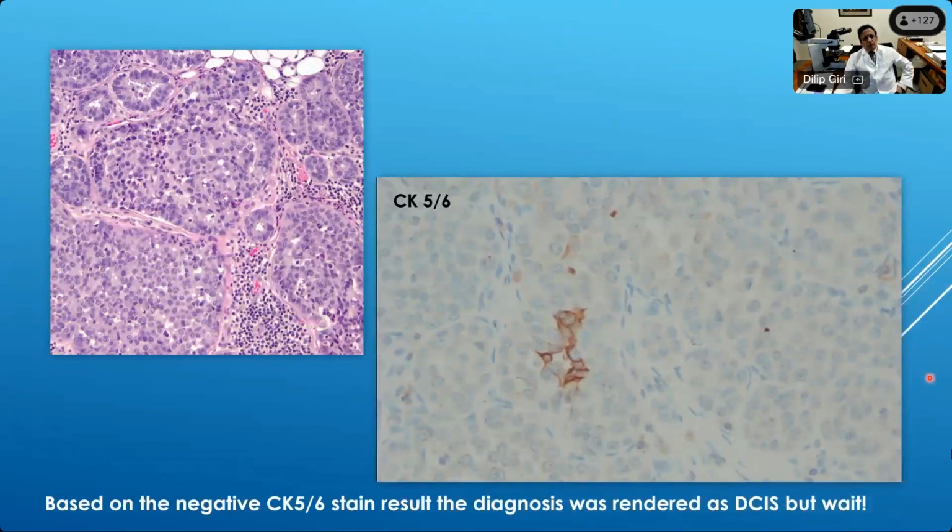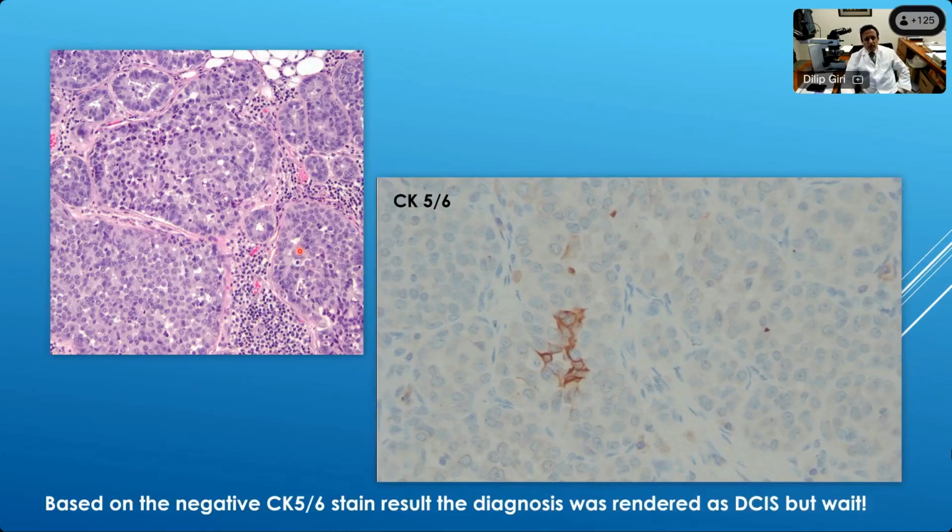So the outside pathologist, of course, had ordered CK5-6, thinking that this is ductal proliferation. And the question he had in his mind was whether this is ADH or UDH, right? So he ordered CK5-6, and the CK5-6 is negative. So the diagnosis, therefore, made by him was ADH. But really, it was LCIS.